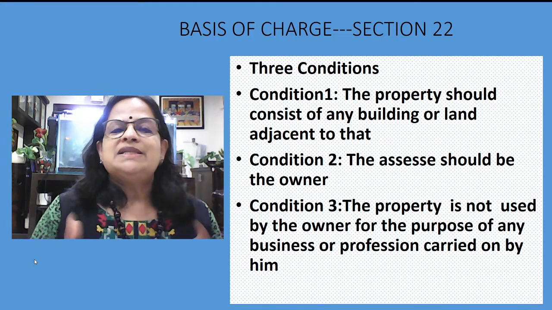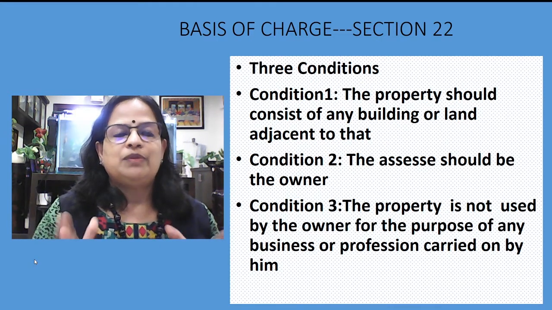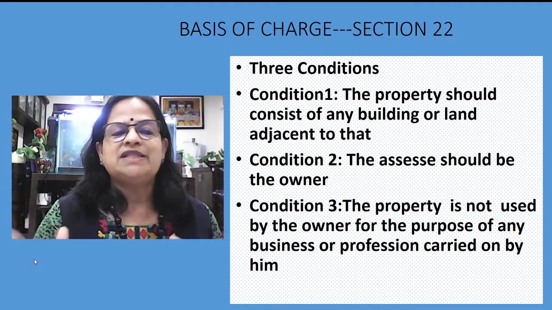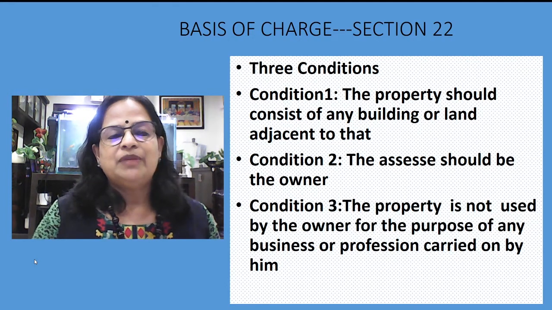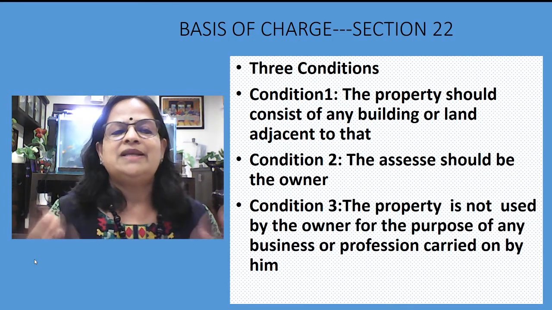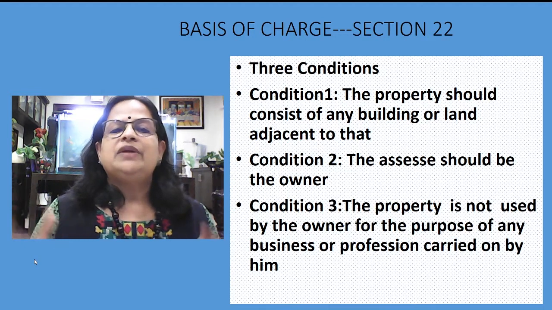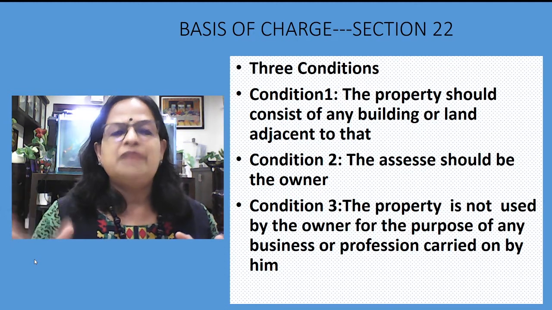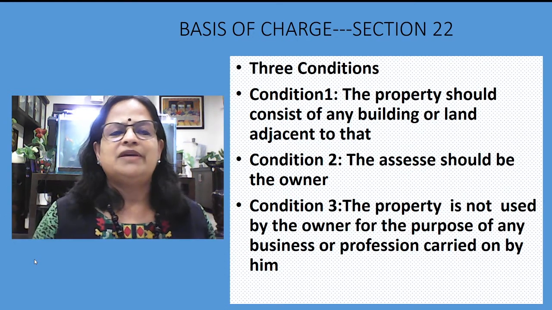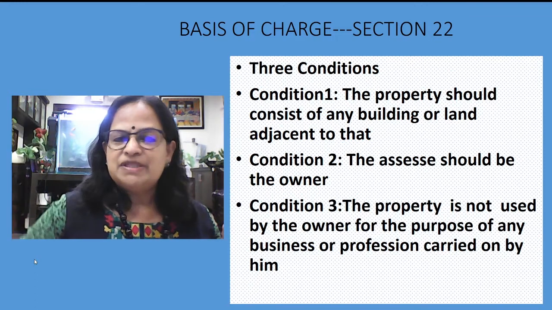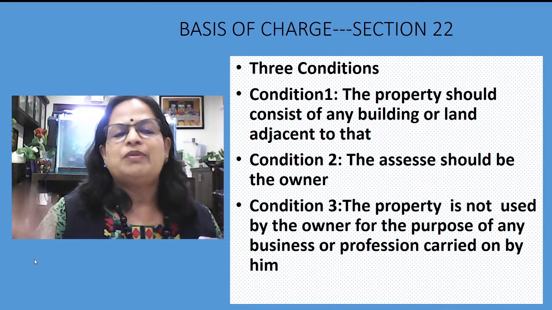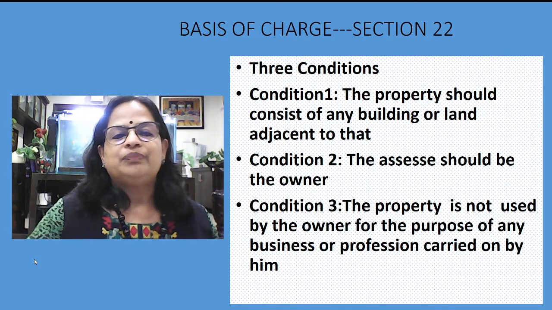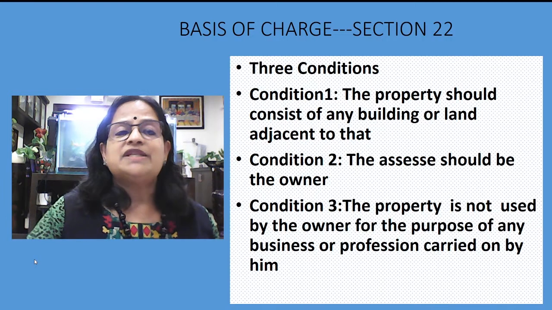The second condition is that the assessee should be the owner. Ownership is very important. If you are the owner, you have to pay tax if you are getting an income from the house property. Or even if it's a self-occupied house property, there is an advantage, I'll tell you that. Now, the third condition is that if the property is used by the owner for the purpose of any business or profession, then it will not come here. A businessman or a professional is using his property for his business or profession, so he himself is carrying on that business.